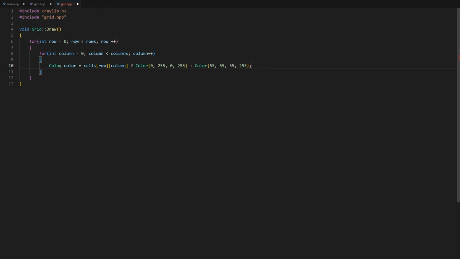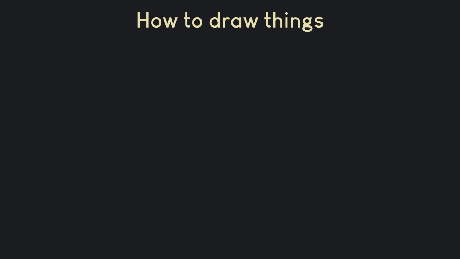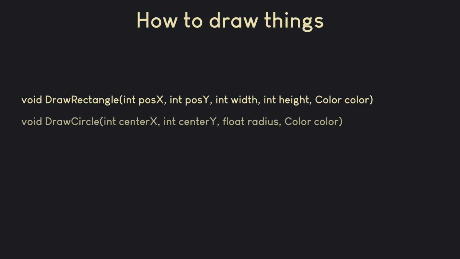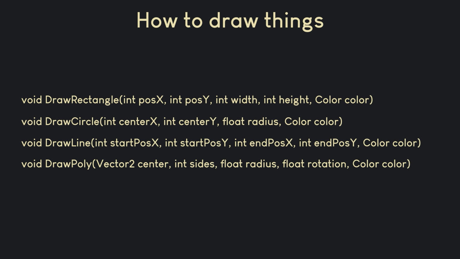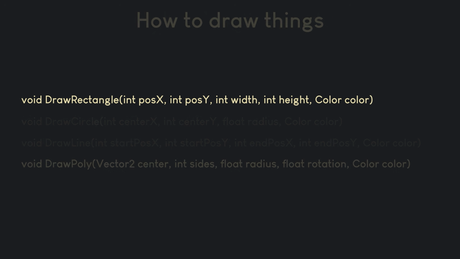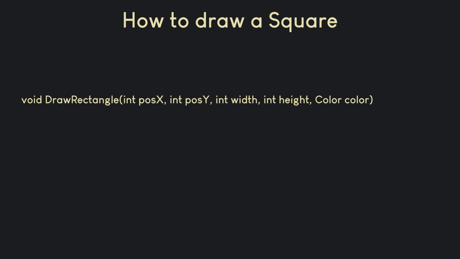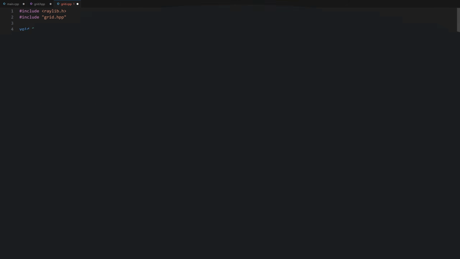Now, before we draw something, let's talk about how raylib draws simple shapes on the screen. Raylib provides various functions to draw simple shapes on the screen, including rectangles, circles, lines, and polygons. When using any of these functions, we need to specify where on the screen you want the shape to be drawn. For instance, to draw a square, we want to use the DrawRectangle function. This function takes 5 arguments: the x-coordinate and the y-coordinate of the top left corner of the square, the width and the height of the square, and a color. In our simulation, the cells are square, so we will use the DrawRectangle function to draw the cells of the grid. Let's go back to our code.